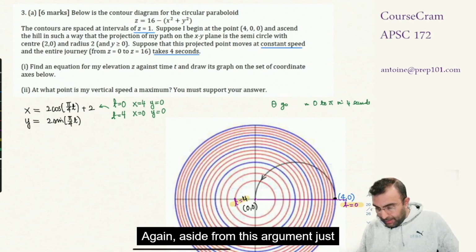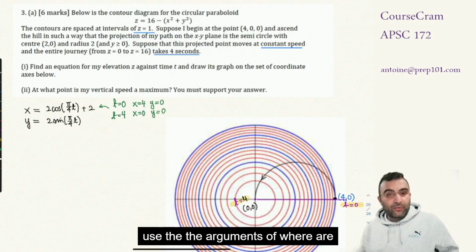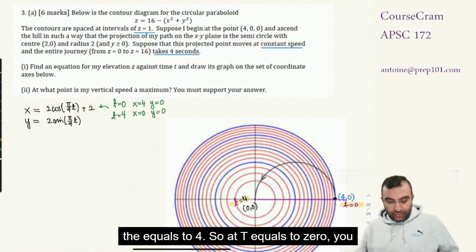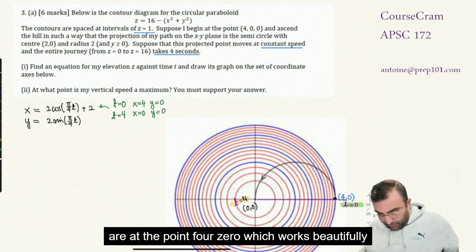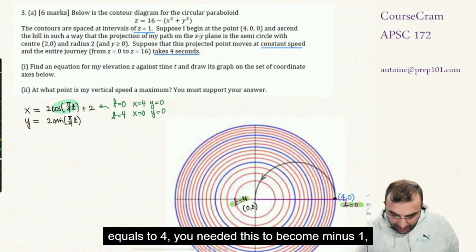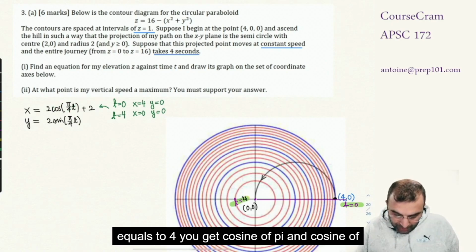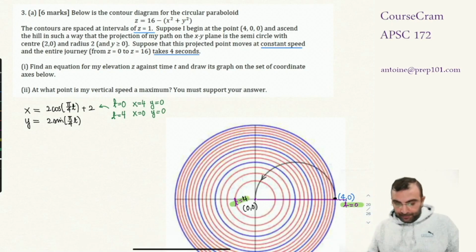Again, aside from this argument, just use the arguments of where are you at t equals 0 and where are you at t equals 4. So at t equals 0, you are at the point (4, 0), which works beautifully here. And when you're at t equals 4, you needed this to become minus 1. So when you put t equals 4, you get cosine of pi, and cosine of pi is minus 1, and that works beautifully.